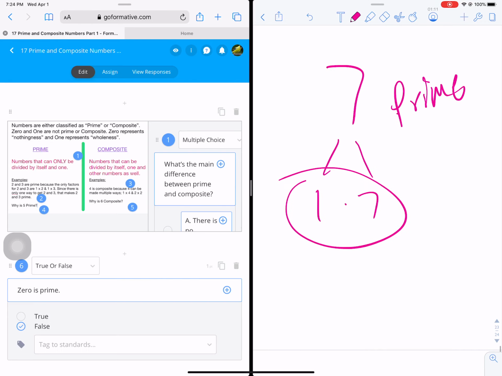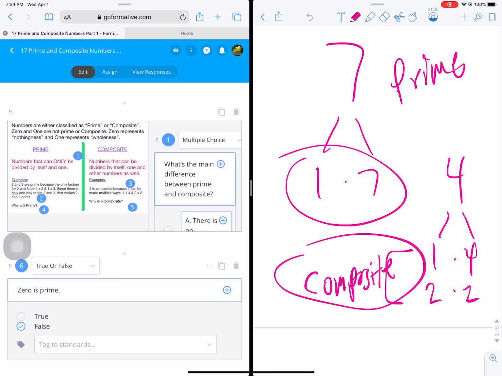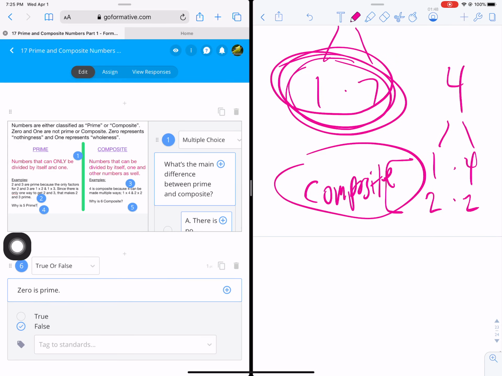Take a number like 4. There's not one option. It is 1 times 4, but isn't there another option? How else can I get 4? 2 times 2. And because there's more than one option, that's composite. So keep that in mind. The difference between prime and composite is whether it only has one set of factors. This only has one set of factors, so it's prime. This has more than one set of factors, so it's composite.